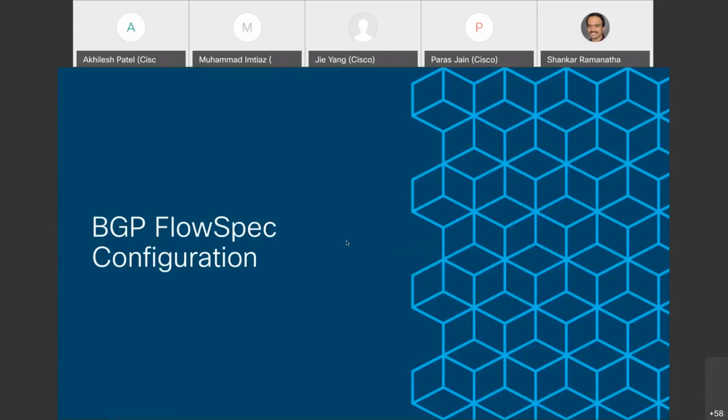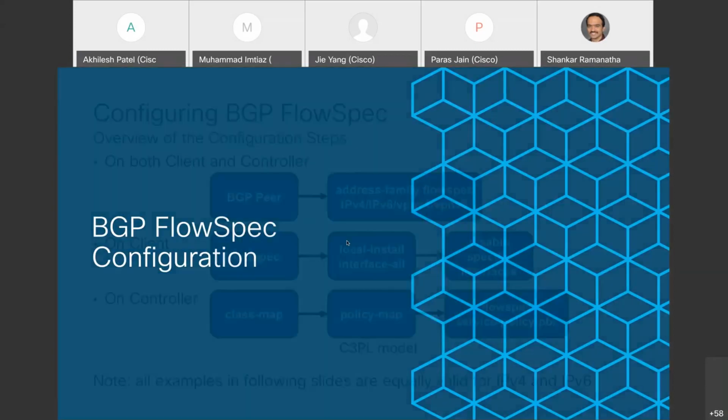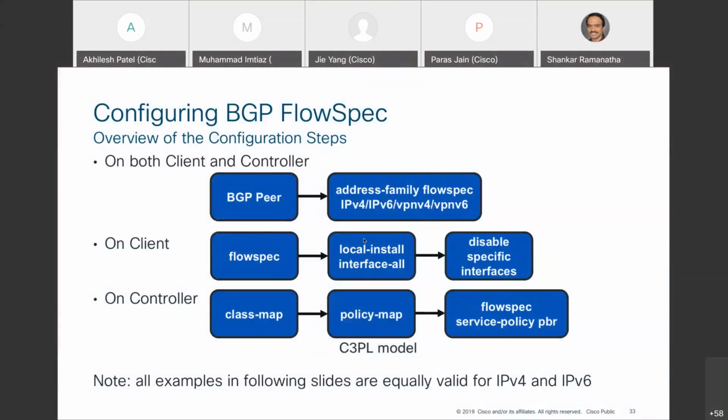So let's talk about the configuration part of it. On both the client and the controller, there are certain things we need to configure. On the client side and the controller side, we need to configure the BGP peer, which is the address, and the flow spec for V4 and V6. And of course, you can have it for VPNv4 and VPNv6. And then the flow spec configuration on the CLI, and we have examples on that.